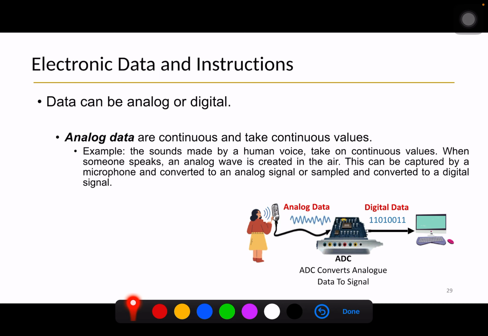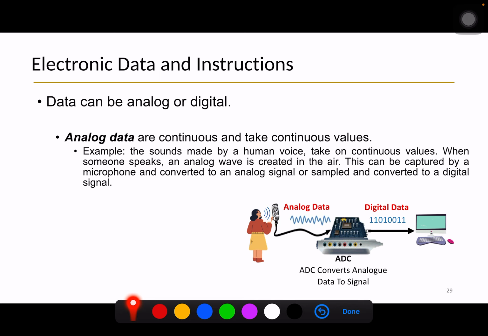Okay, so in order to create digital data that originated from the analog data, we need something to translate or to convert the analog into digital. We have several types of devices, depending on the types of data. For example, for sound, we use ADC. The ADC device here converts the analog data to a digital signal.